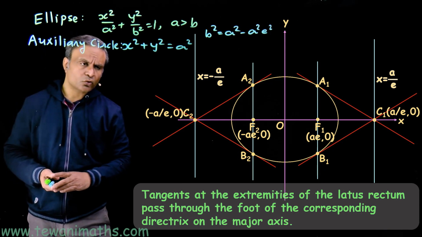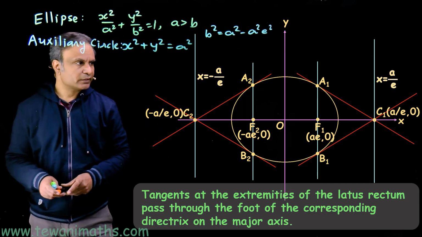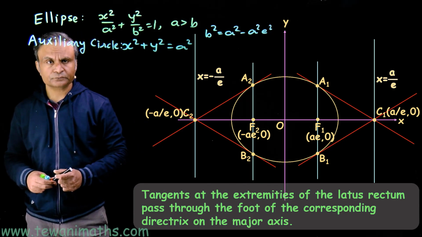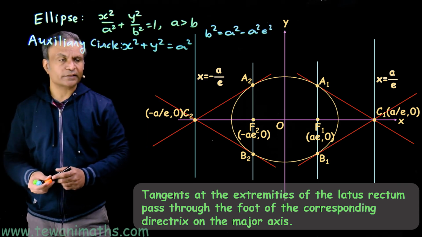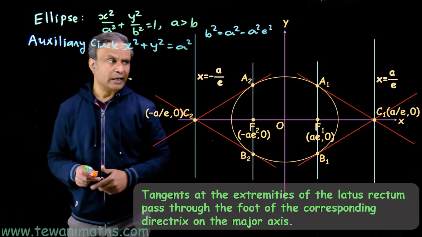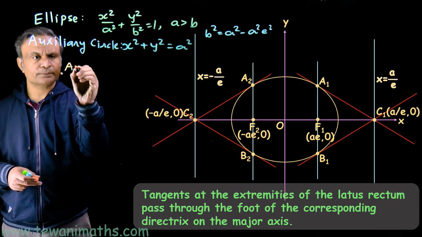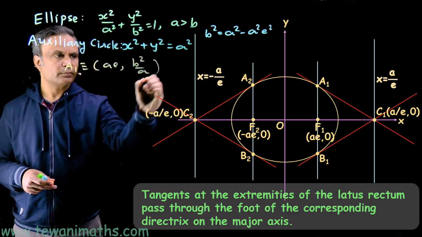Okay, now what are the coordinates of the extremities of the latus rectum? Like, what are the coordinates of point A1? It is the extremity of the latus rectum in the first quadrant. क्या होंगे point A1 के coordinates? Coordinates are AE comma B square upon A.